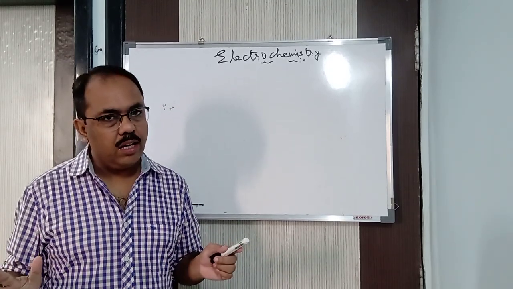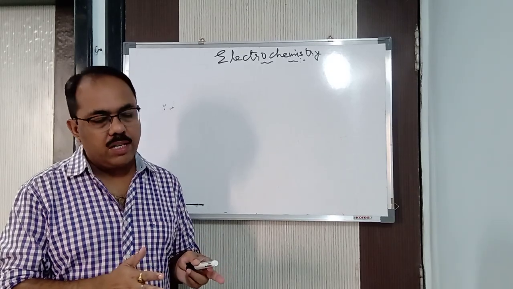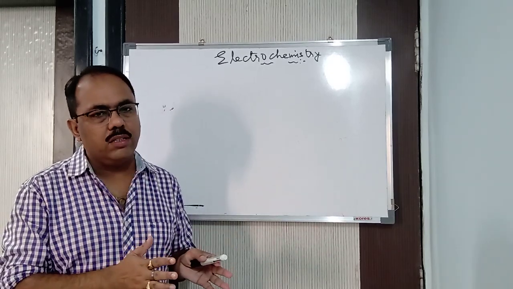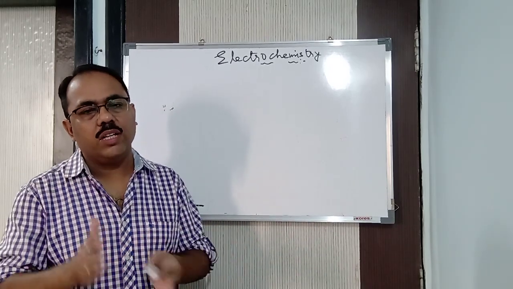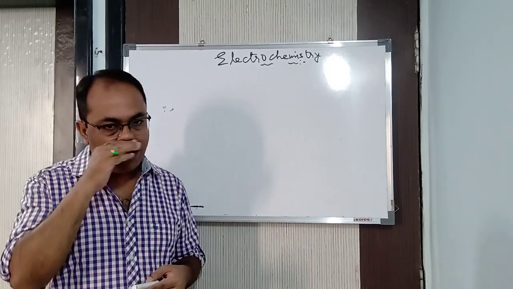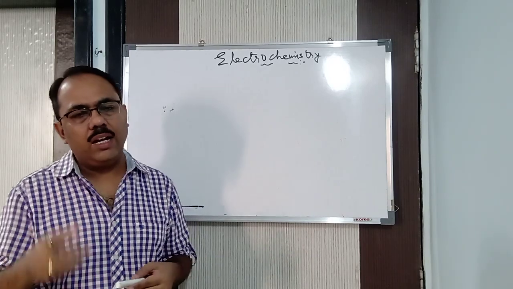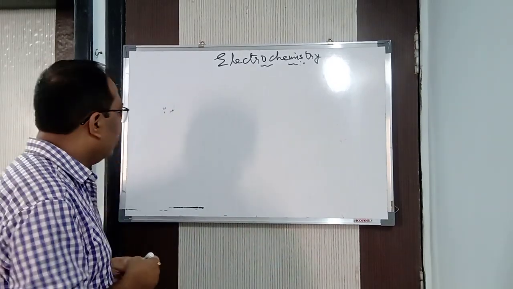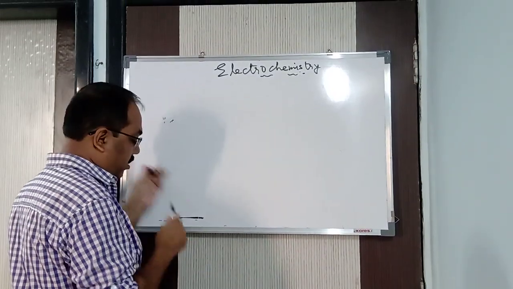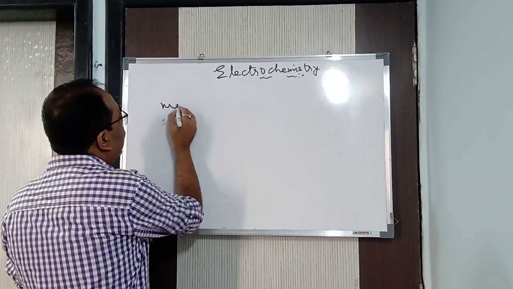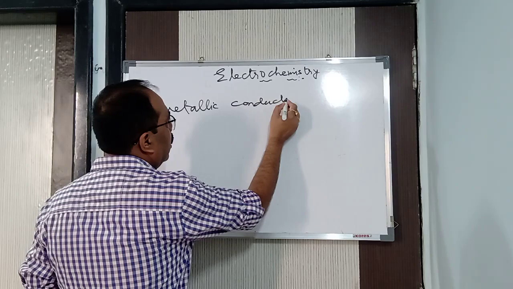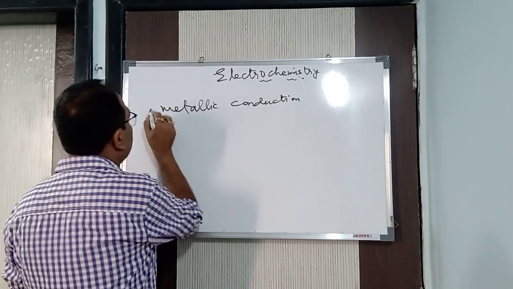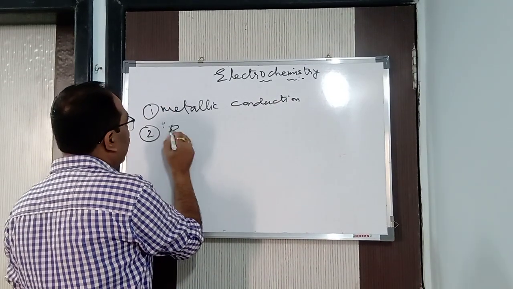Got it? The basic idea of what we are going to study in this chapter is that our studies will be related to electrochemical reactions. Now, based upon that, we have another two types of conduction also: metallic conduction, and electrochemical conduction.